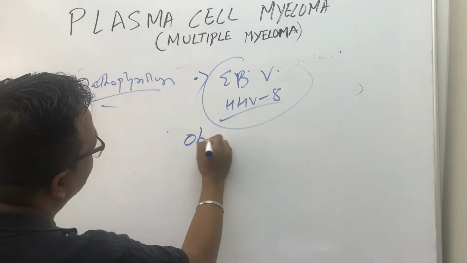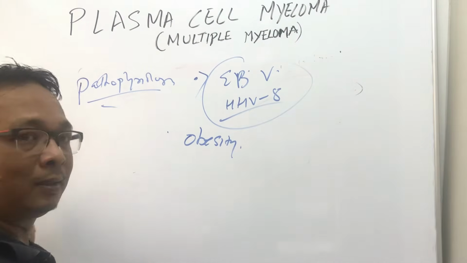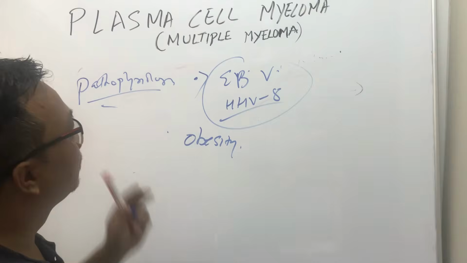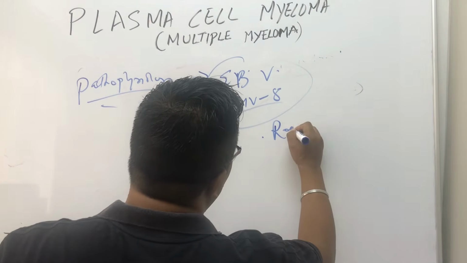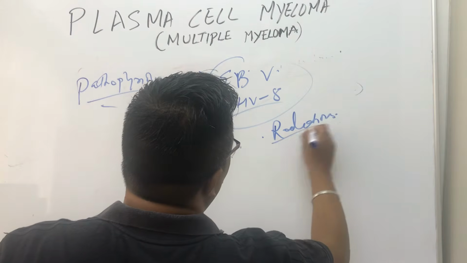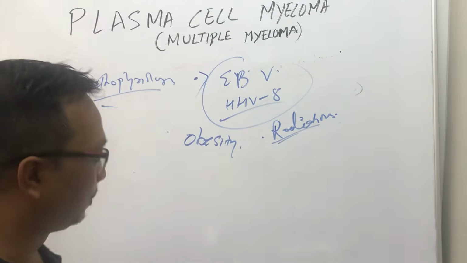There is a connection to obesity. High BMI is seen mostly in cases of plasma cell myeloma or multiple myeloma, and exposure to radiations is also commonly seen in association with multiple myeloma.